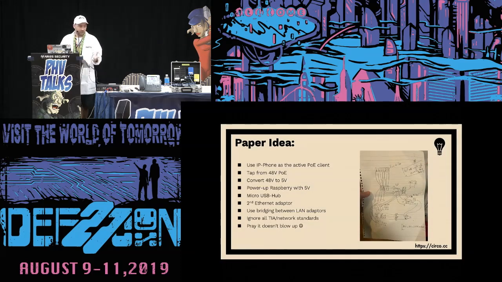All right, so let's start with the first problem, that is the power. So I came up with the paper idea. That's the easiest one. You just start drawing things and come up with a list of wishes that you want to do. So this concept was, okay, the PoE negotiation is very complicated and there are many standards and many different ways to do it.